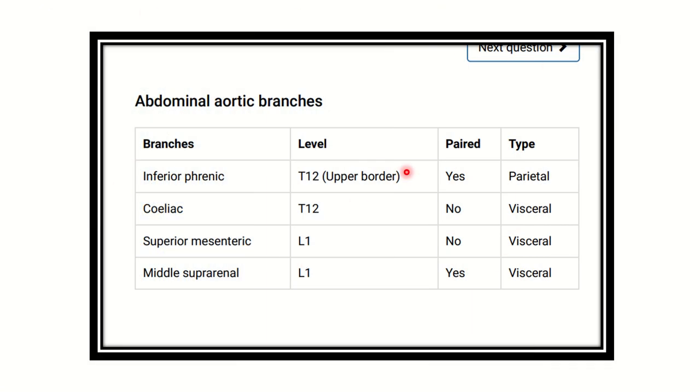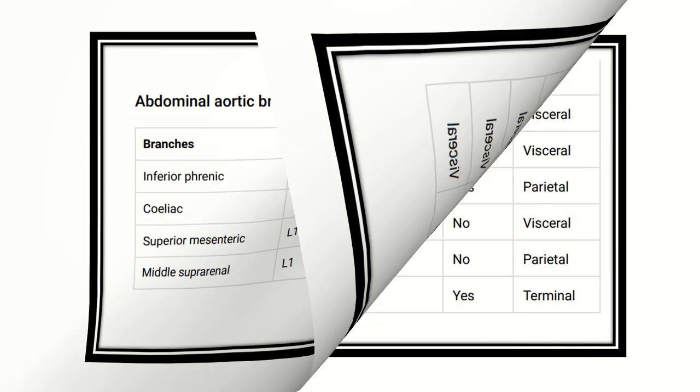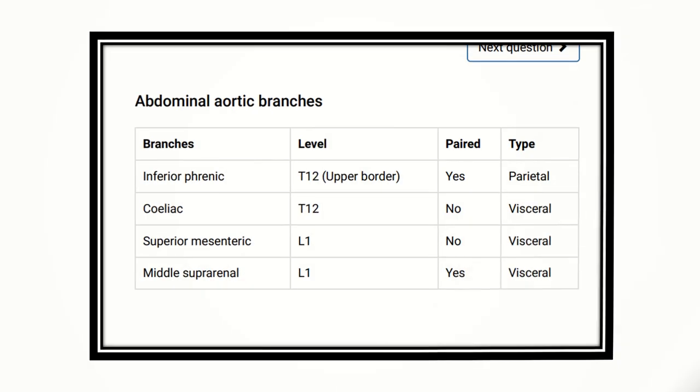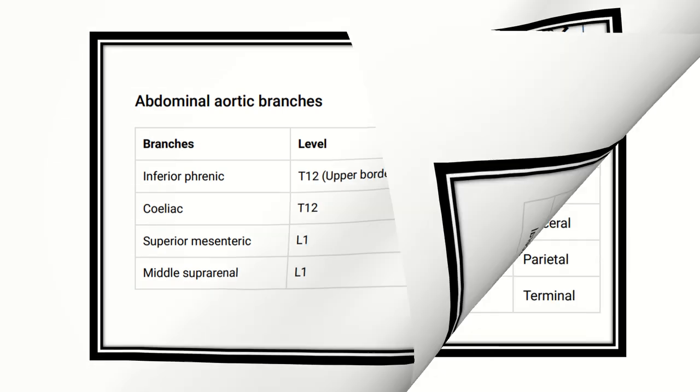Here we can see the different levels of the abdominal aortic branches. This is very important, and they were also shown in the previous slide. Here you can see the celiac trunk, which is at thoracic vertebra 12 level, and inferior phrenic, both from the thoracic vertebra 12 level. Then here we can see superior mesenteric artery and middle suprarenal, they arise at lumbar 1 vertebra level. This vertebra level is very important for any type of exam.